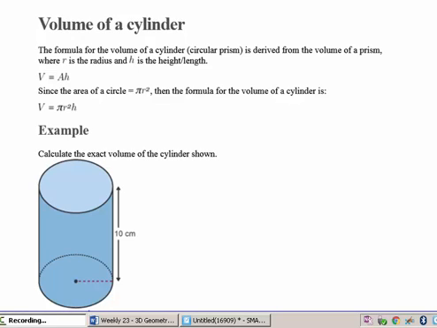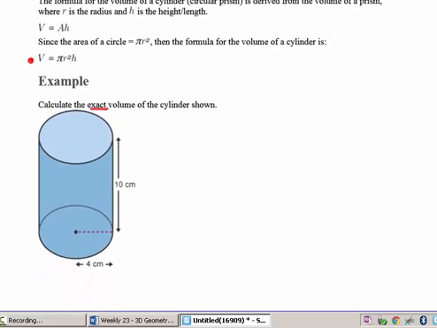Welcome to This Weekly. In This Weekly, we are going to focus on 3D geometry, and we will jump right to the formula that we know for the volume of a cylinder. That's where we will begin, and it says to calculate the exact volume of the cylinder. And so that means leave our answer with a pi in it, or leave our answer in terms of pi.